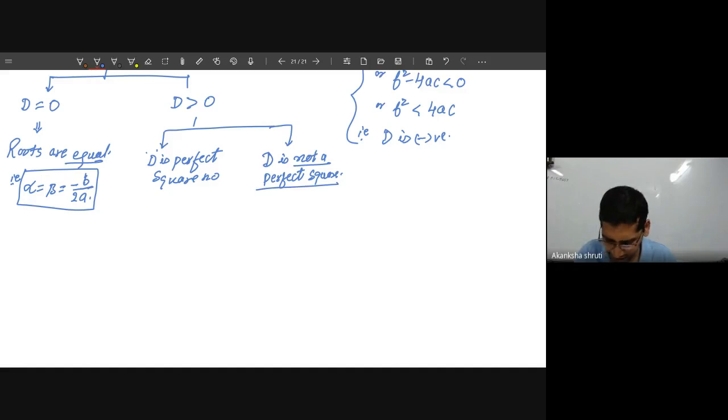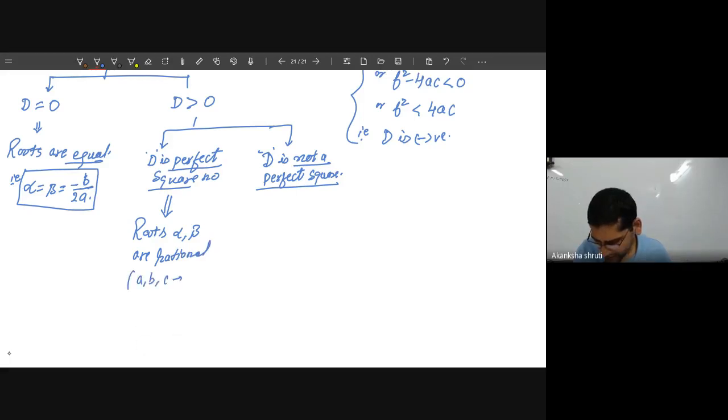It is not a perfect square. These are the two things: whether it is a perfect square or not a perfect square. If it is a perfect square and a, b, c are rational numbers, then this will give us the roots. What are they? Alpha, beta are rational, provided a, b, c are rational.